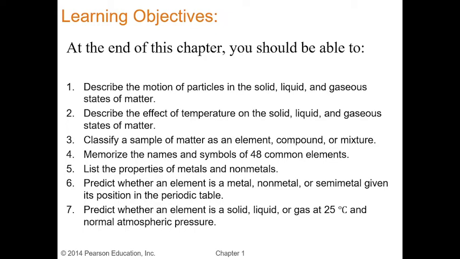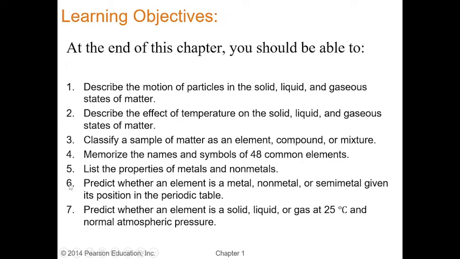So, we have a lot of objectives to satisfy at the end of this chapter. You should be able to, number one, describe the motion of particles and the effect of temperature on the solid, liquid, and gaseous states of matter. Number three, classify a sample of matter as an element, compound, or mixture. Number four, memorize the names and symbols of 48 common elements. Number five, list the properties of metals and nonmetals.